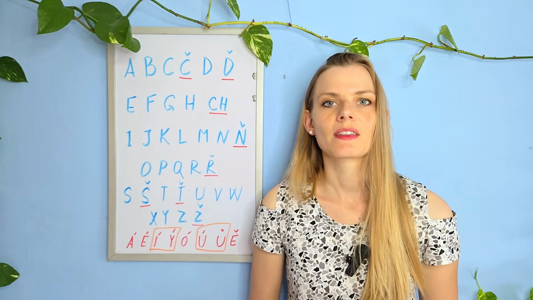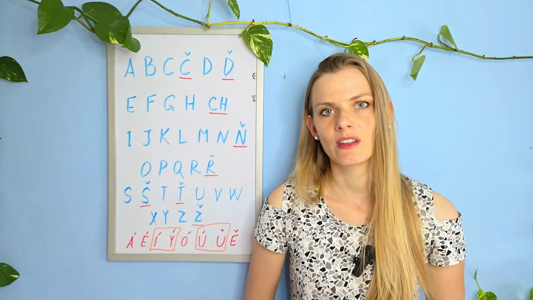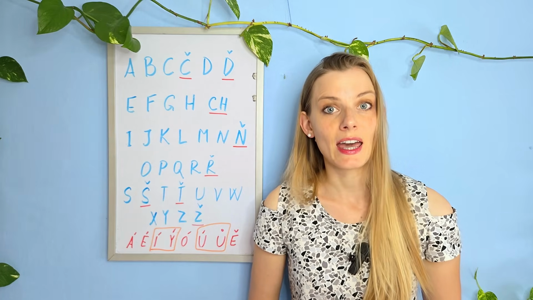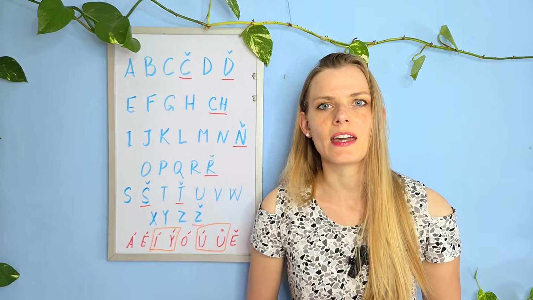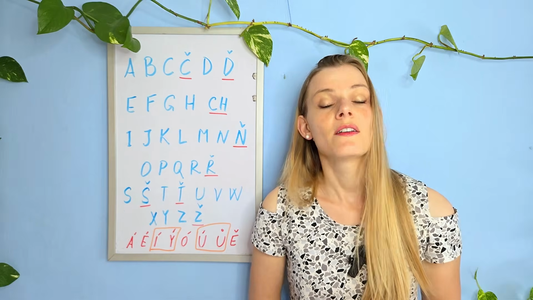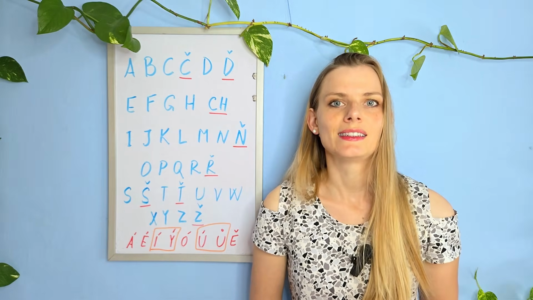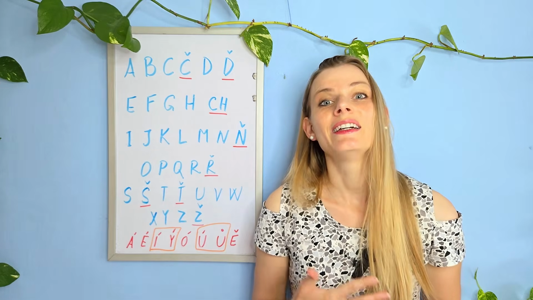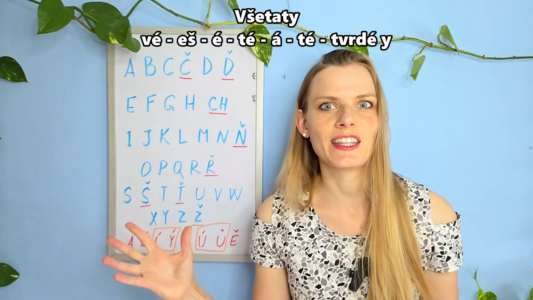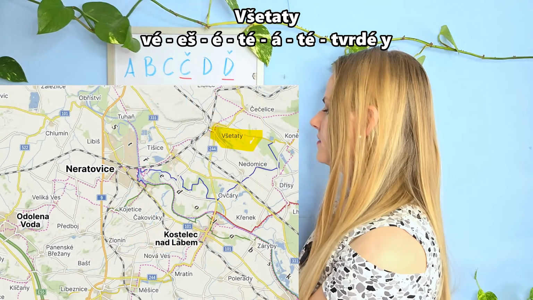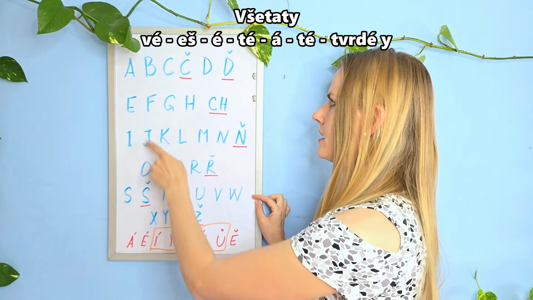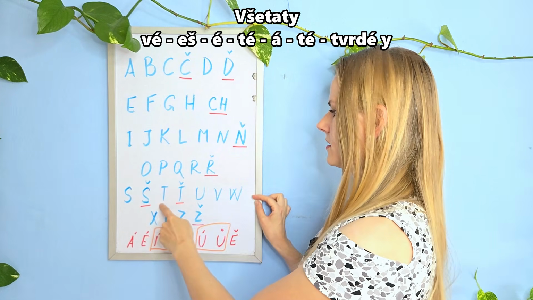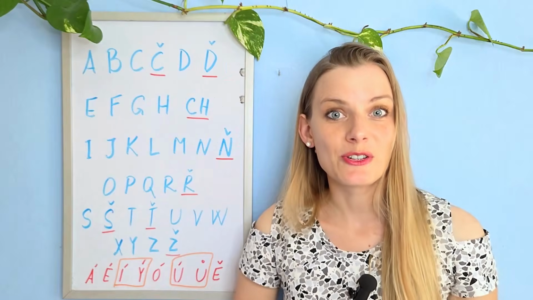And the last one. V, Š, E, T, A, T, tvrdé I. Ještě jednou. V, Š, E, T, A, T, tvrdé I. Všetaty. How did you do? Now let's spell a couple of words.